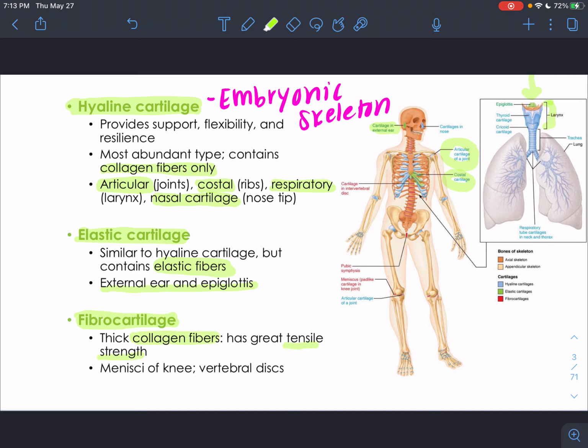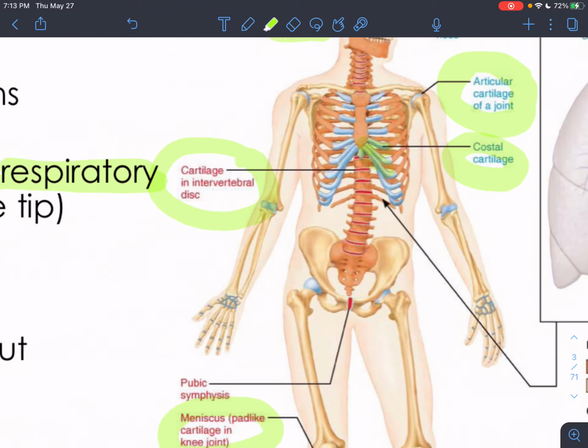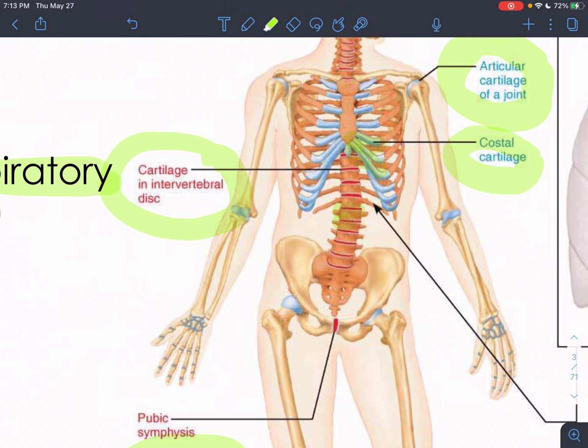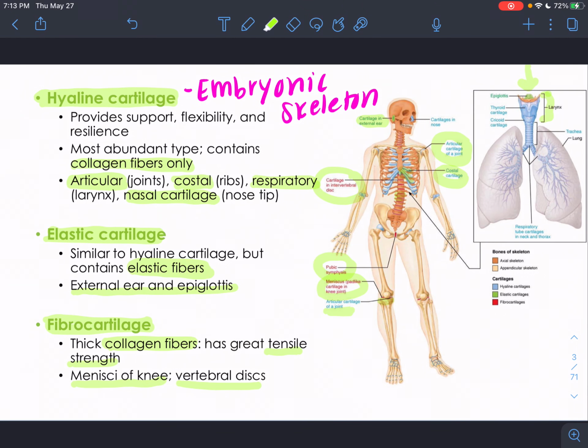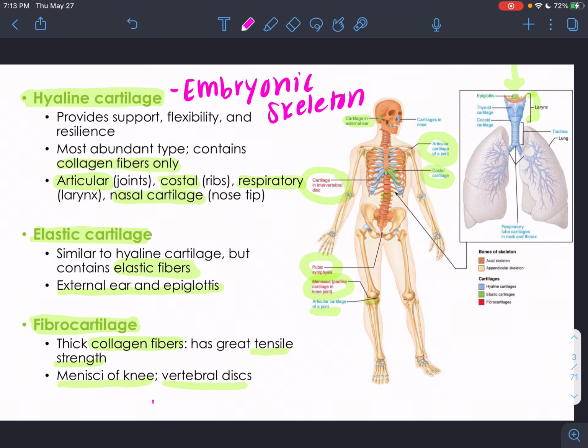And you can find it in the meniscus of your knee. So you have articular cartilage at the joint, but the meniscus itself is fibrocartilage. And then also the intervertebral discs. So all those little red discs between all of the vertebrae are fibrocartilage. Okay, and I don't know why it doesn't say it here, but the pubic symphysis, I'm going to add that. Your pubic symphysis between your two os coxae or hip bones is also made of fibrocartilage.